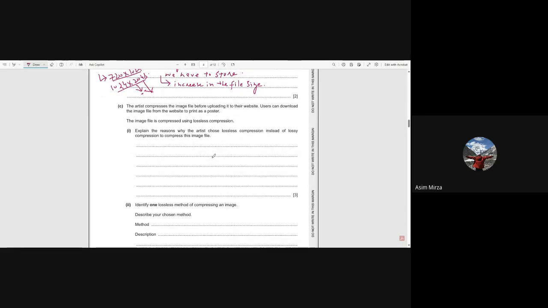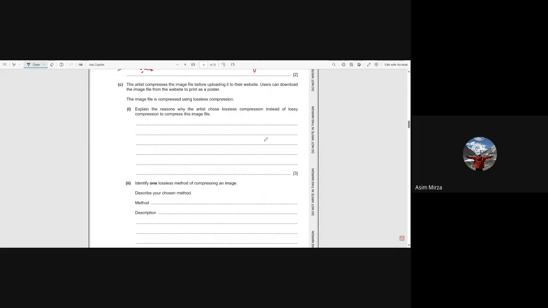So, part C. The artist compresses the image file before uploading it to their website. Users can download the image file from the website to print as a poster. The image file is compressed using lossless compression. Explain the reasons why the artist chose lossless compression instead of lossy compression to compress this image file.